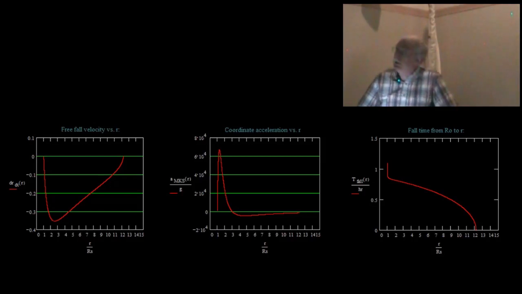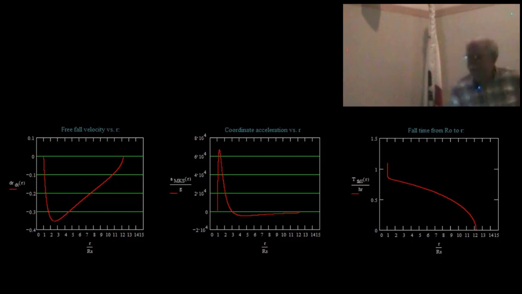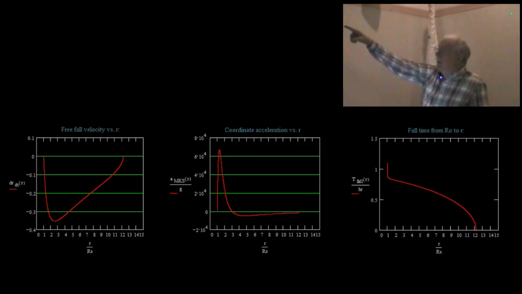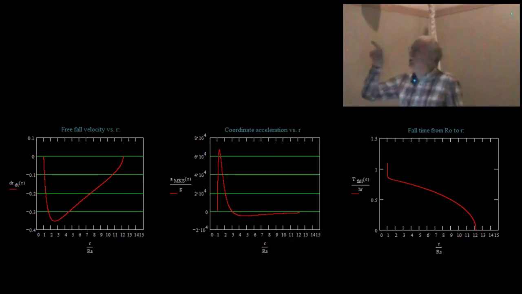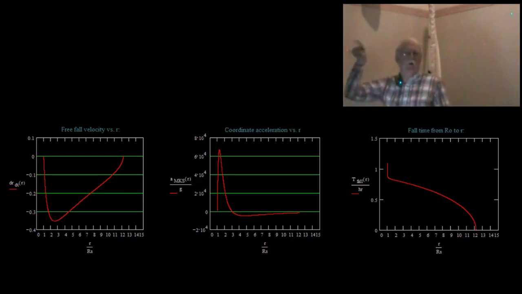Okay, these equations, let me go over here and look real quick. Free fall velocity versus r on the left. Acceleration versus r in the middle. And the fall time from r naught, which is down at the bottom, like 12, to whatever point of r you want to know.